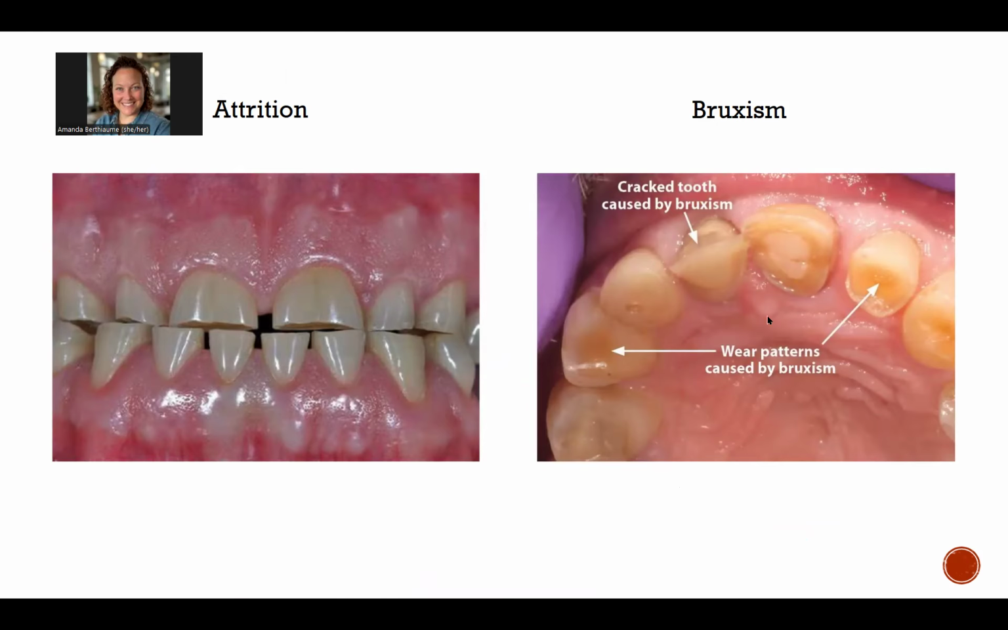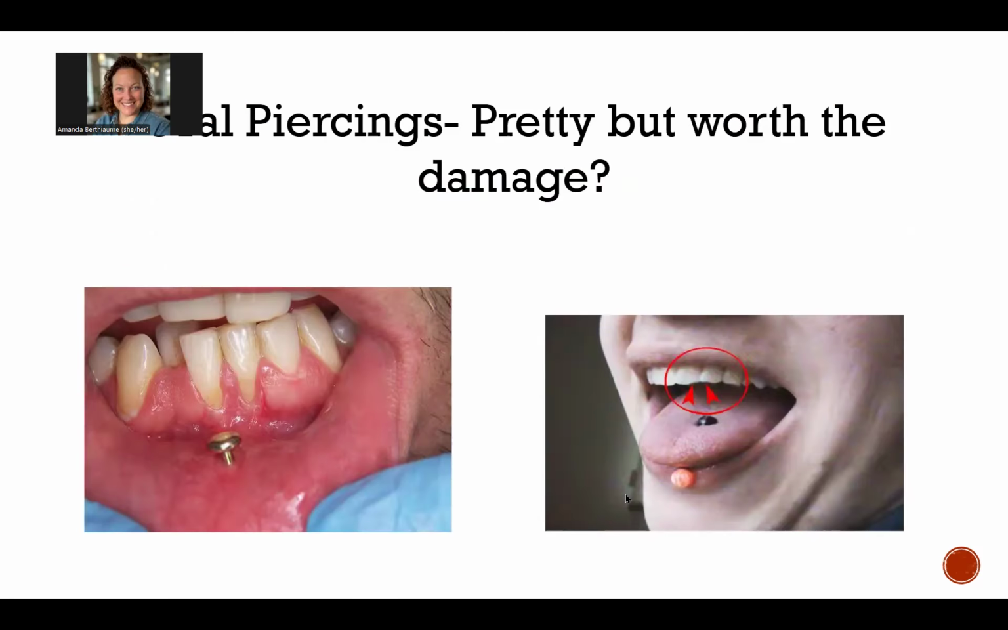Bruxism, so signs of clenching and grinding. And again, a night guard is just a Band-Aid. If we're giving our patients night guards, we have to figure out what the root cause is of the grinding. Is it airway obstruction? Is it malocclusion? What is going on for them to be clenching and grinding? Sometimes it's just stress, but most of the time it's something different.